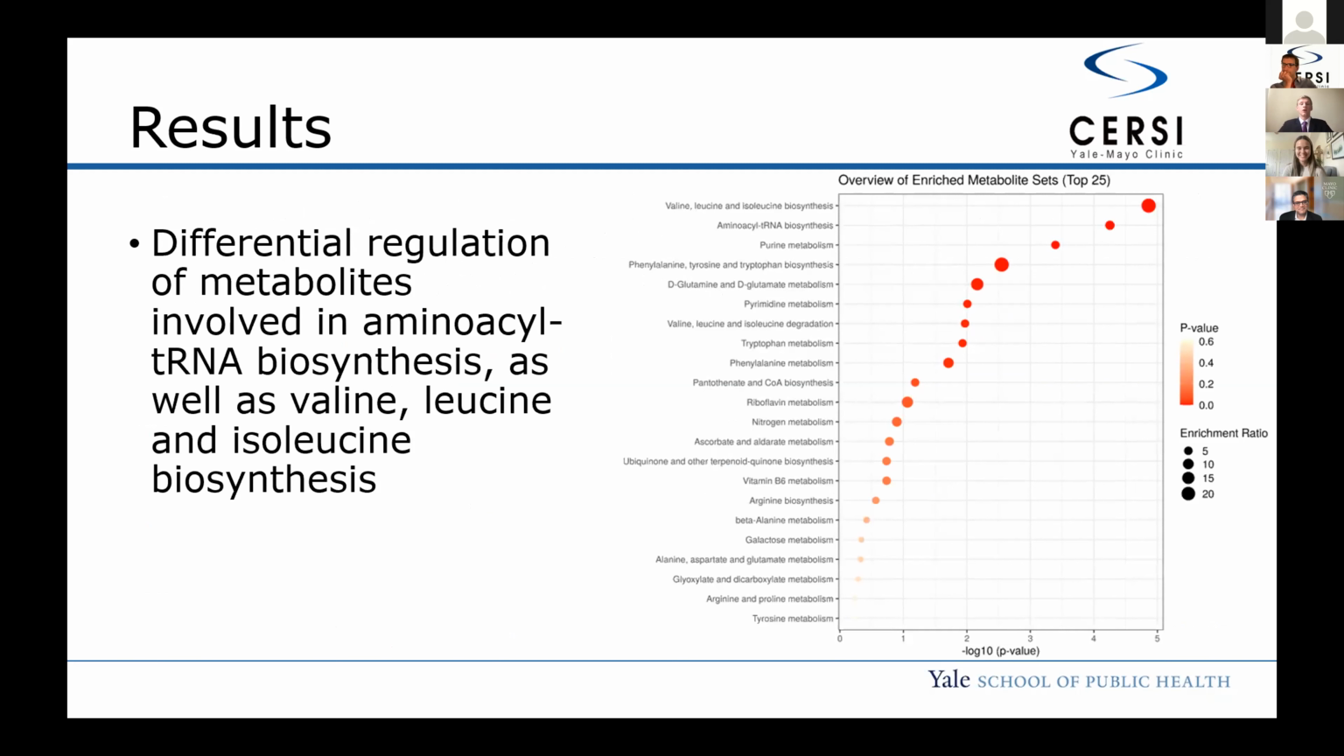Moving on to results for metabolomics, if we look over here to the right, we see an overview of the enrichment analysis. As we move to the right along the x-axis, we have a larger negative log 10 p-value. This is also indicated by the color of the circles that we see, with darker red representing smaller p-values and lighter red representing insignificant p-values. Additionally, the enrichment score for each of these metabolite sets is indicated by the size of the circle.